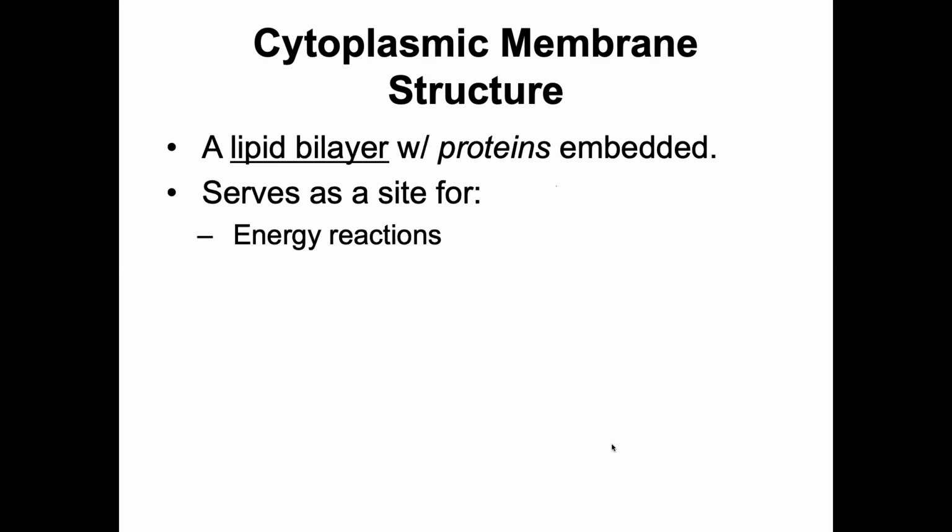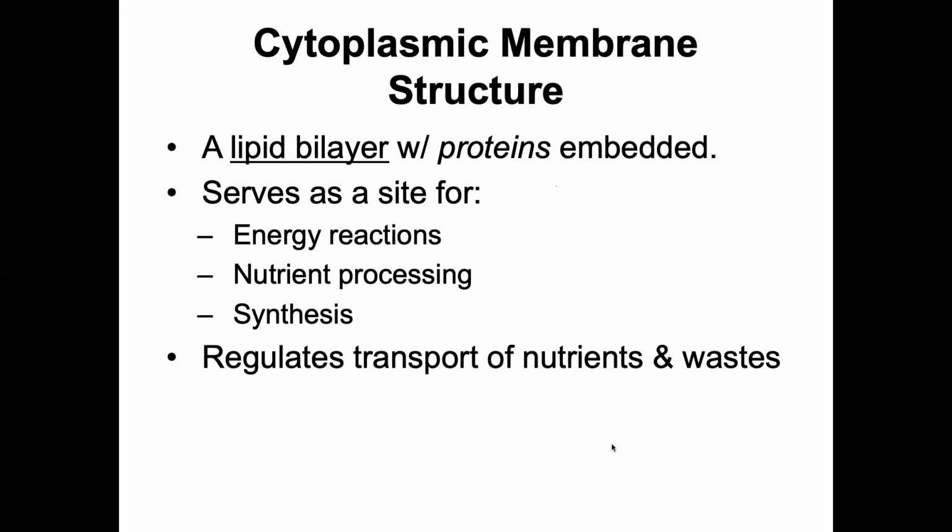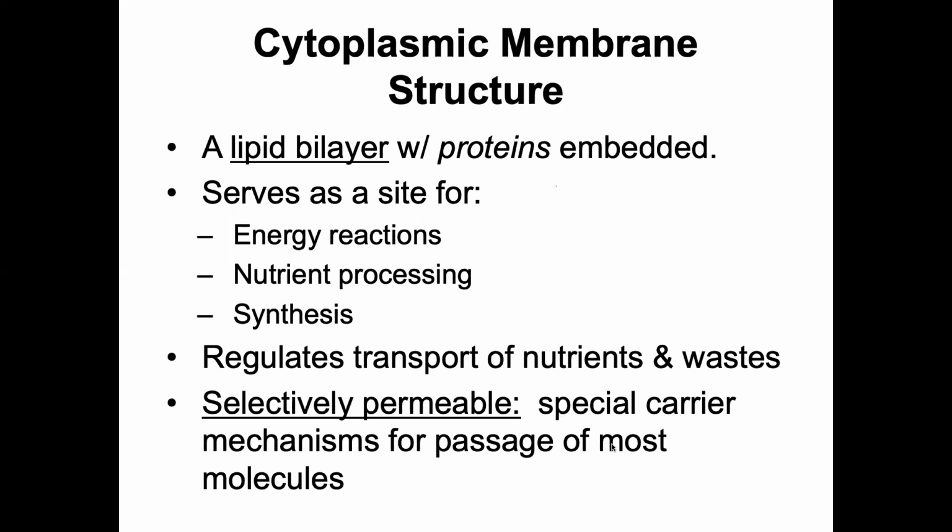The cytoplasm has a membrane around it that is a phospholipid bilayer with protein embedded in it. And for the bacteria, this is where ATP gets made. This is where nutrients are brought in. And this is where a lot of biosynthesis happens. This is where, for instance, the cell wall gets produced. It also regulates the transport of nutrients and wastes, and it's selectively permeable. That means only certain stuff gets through the membrane and other stuff is locked out.